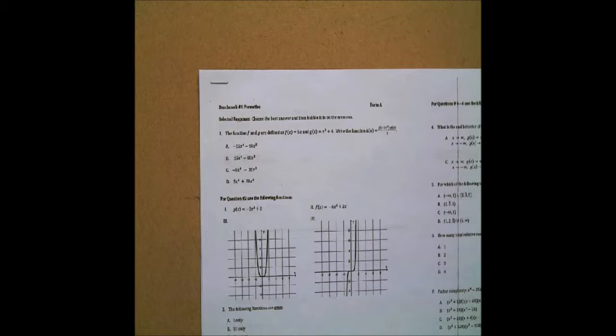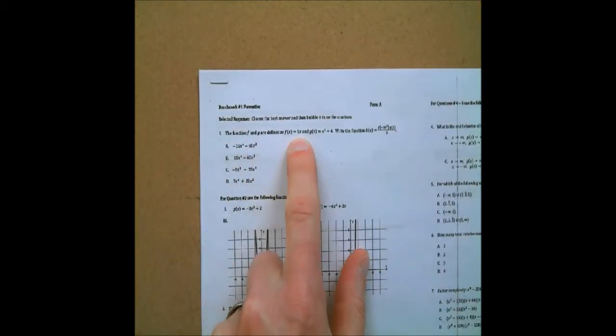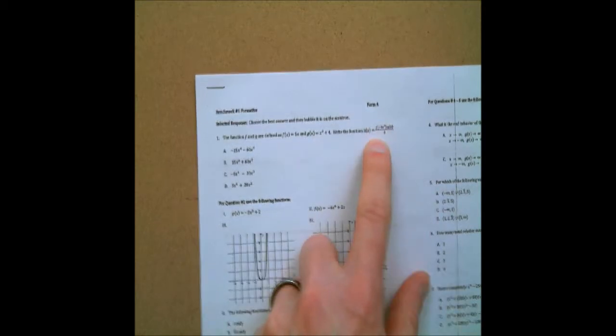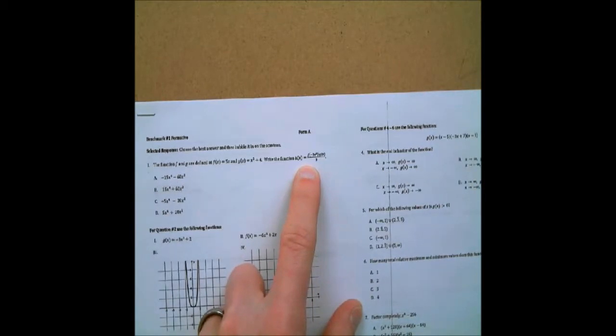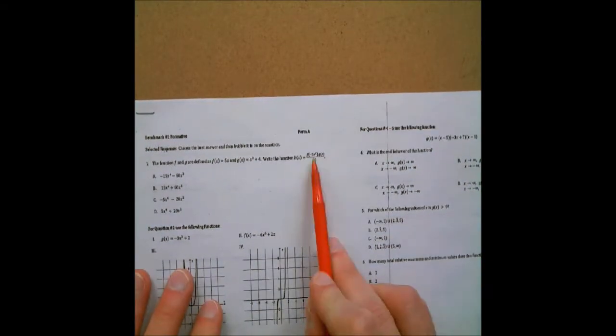First things first here, number 1, right? We're given functions f and g. F is 5x. G of x is x squared plus 4. And we're asked to evaluate h of x, and h of x is a combination of f and g. And you'll notice here that for h, that negative 3x squared is being plugged into f.